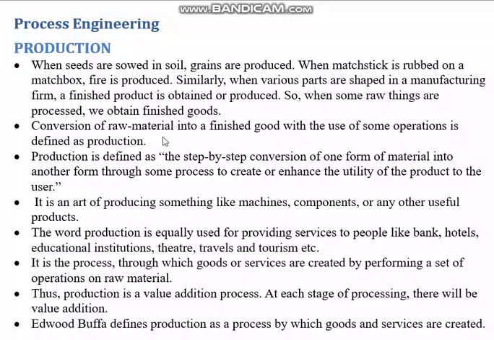Any given raw material, if you are able to convert it into finished goods by making it pass through some operations, that can be defined as production. And production can also be defined as given here: the step-by-step conversion of one form of material into another form through some process to create or enhance the utility of the product to the user.